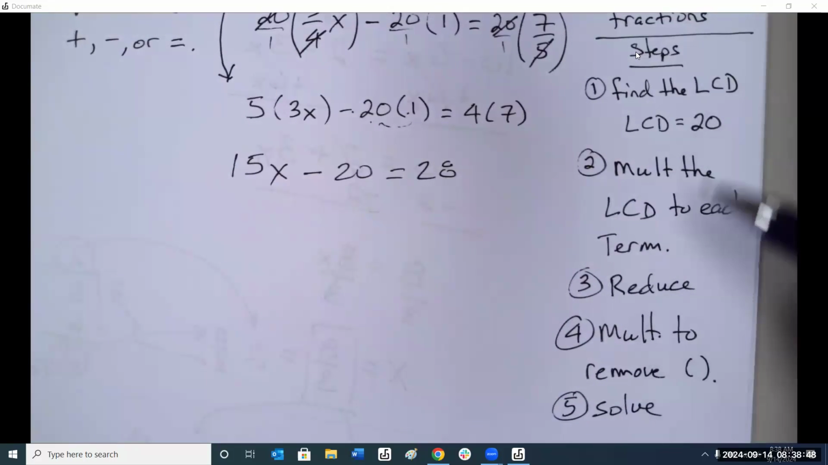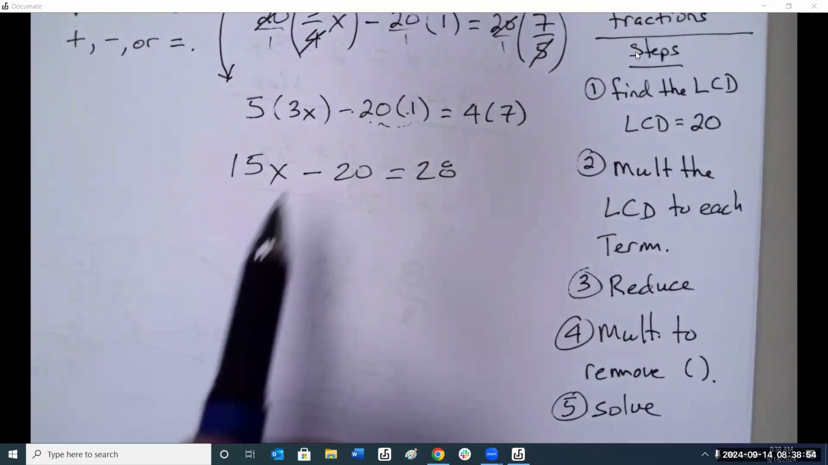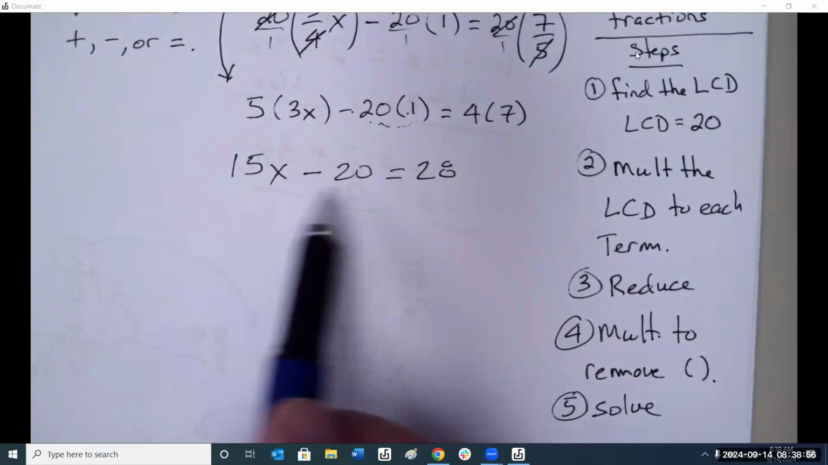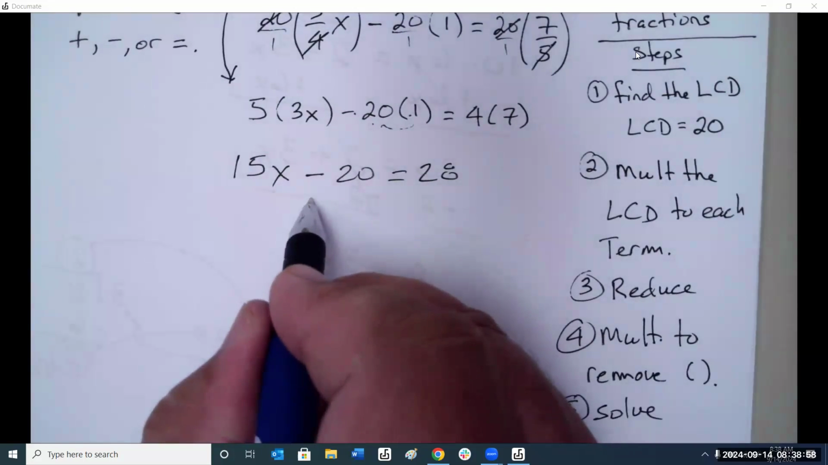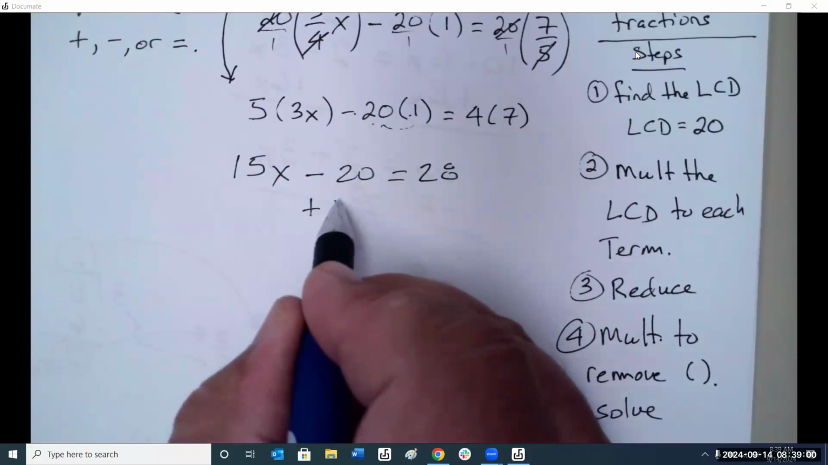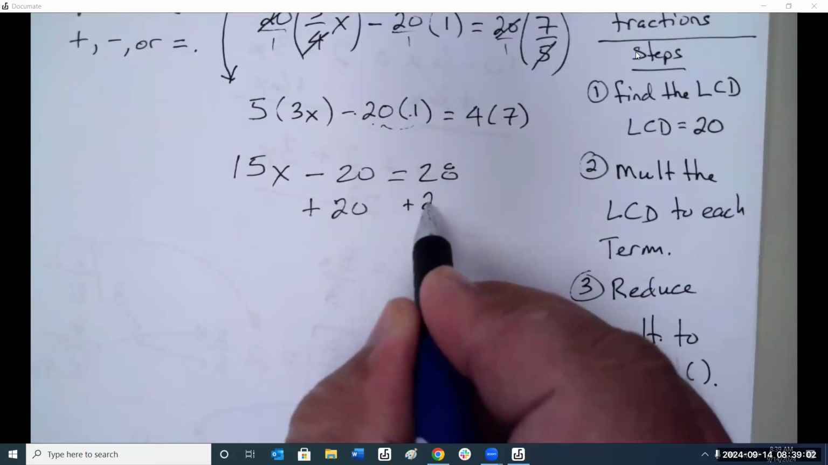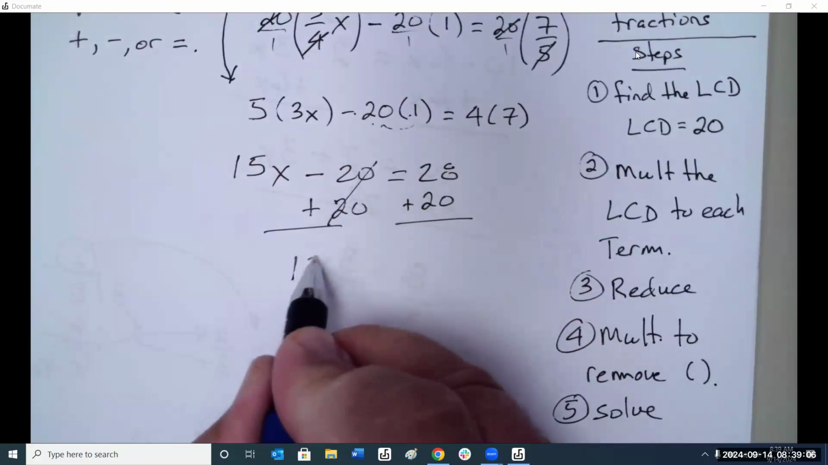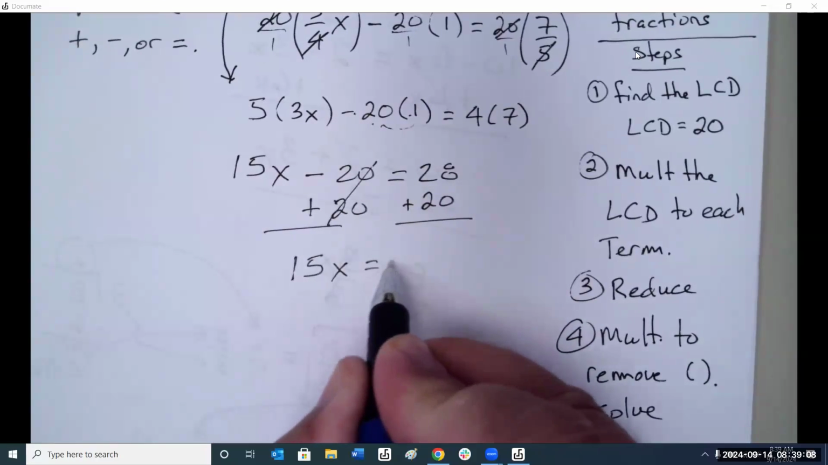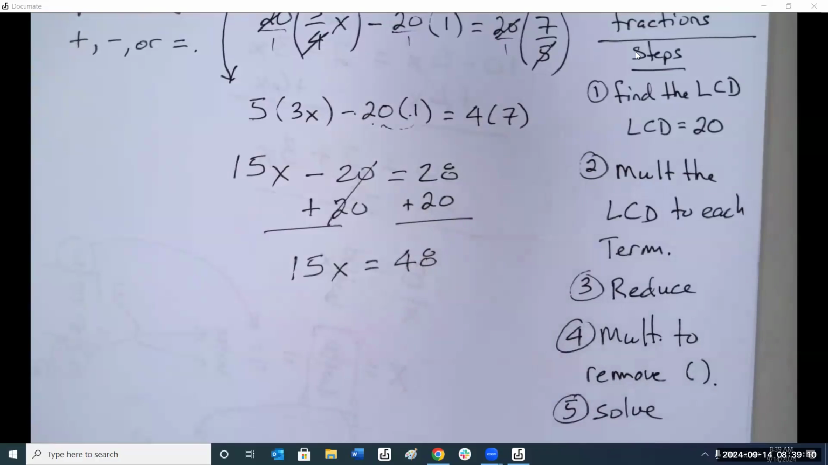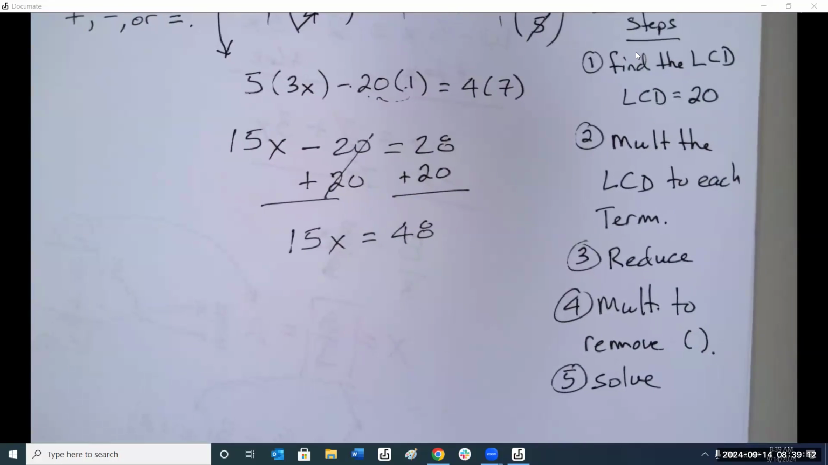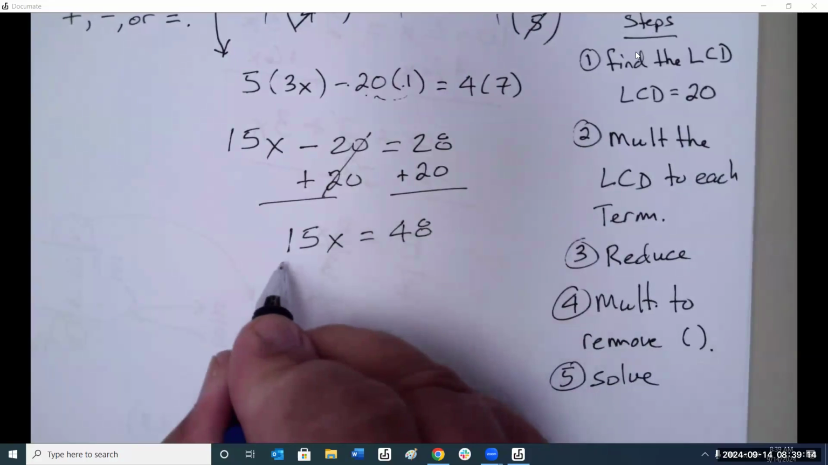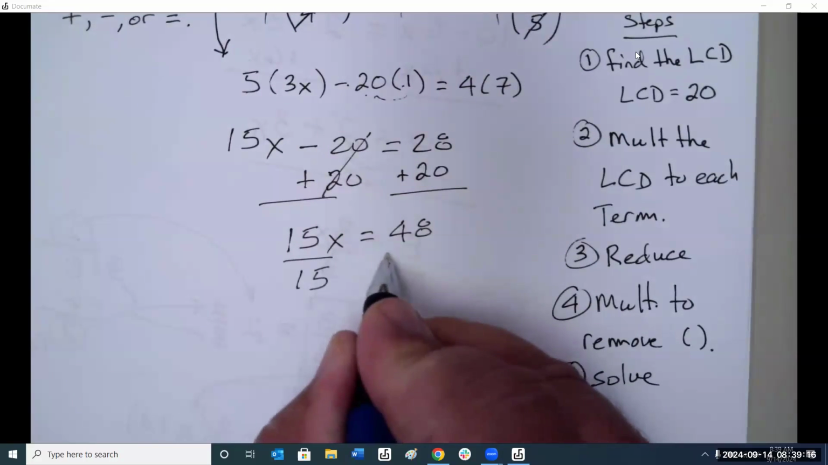These 5 steps are always going to be used whenever we have fractions and an equal sign. Like we just talked about, there's x's on one side and numbers on the other side, so we get rid of the 20. Since it's a negative 20, we add 20. 15x equals 48. And then divide by 15.